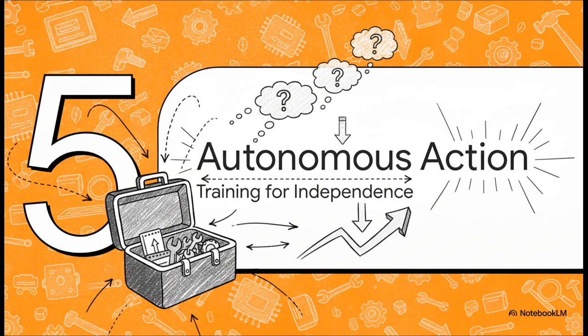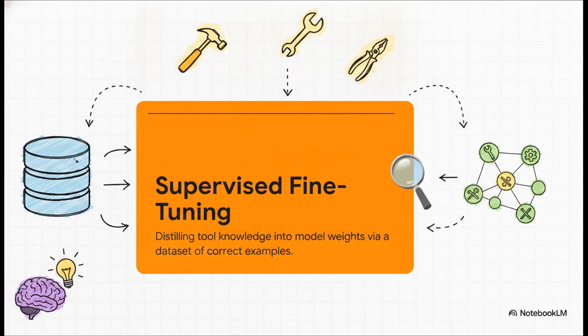But what if we have dozens of tools? That brings us to our final section, Section 5, Training for Autonomous Action. You really don't want to clutter up your valuable context window with endless examples, because honestly, too many instructions can actually degrade the model's performance. That's where Supervised Fine-Tuning, or SFT, steps in.